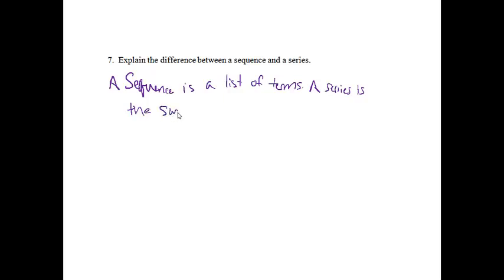Number 7, explain the difference between a sequence and a series. Although yours can change a little bit, a sequence is a list of terms, and a series is the sum of those terms. And if you can think back to when we did the heart, when we cut the pieces of the heart, the different pieces formed the sequence, but then when I put them all back together, that became the series.